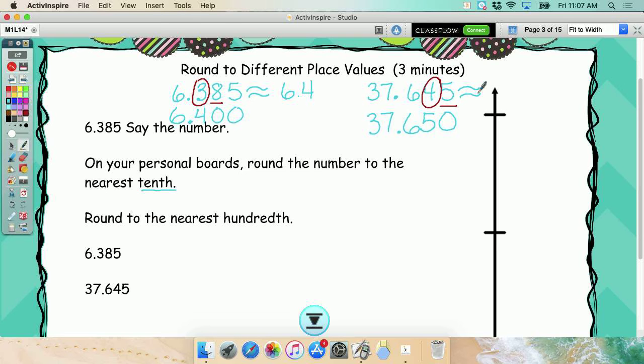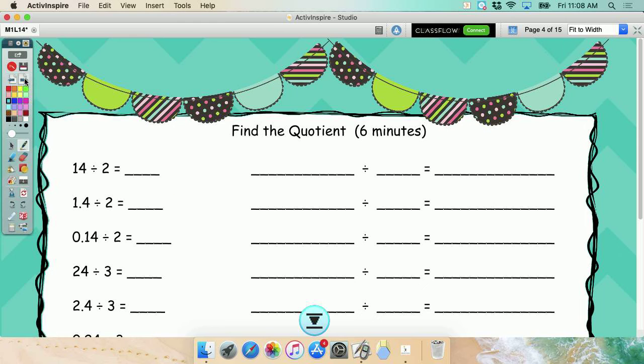So what's my answer on this one, Cooper? 37 and 65 hundredths. Very good. So 37 and 65 hundredths. Okay? That's a little review of rounding. I wonder if you're going to have that on your assessment. Chances are, right? Okay, find the quotient.